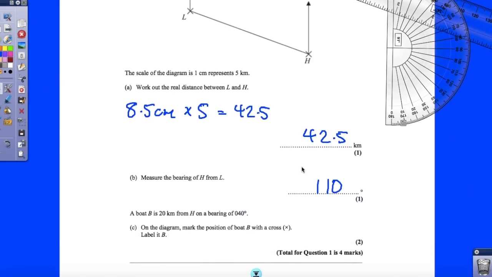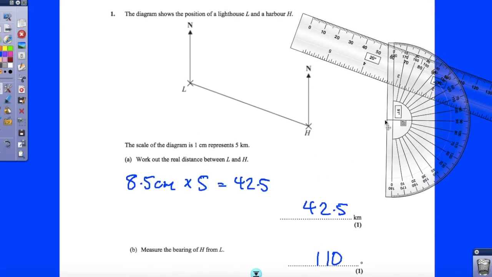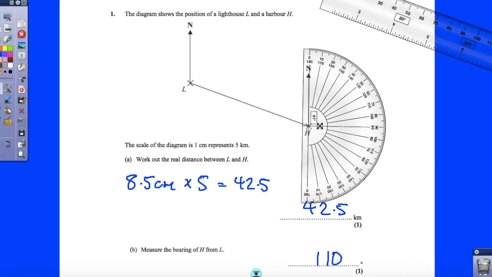And then part C says a boat B is 20 kilometers from H on a bearing of 40 degrees. On the diagram, mark the position of boat B with a cross, label it B. Okay, so remember we need to measure bearings clockwise. So we're measuring from H, so we need to take our protractor first, and again put the center on H and 0 on north, and then read around on the outside numbers, around clockwise around to 40, and then make a dot on 40.